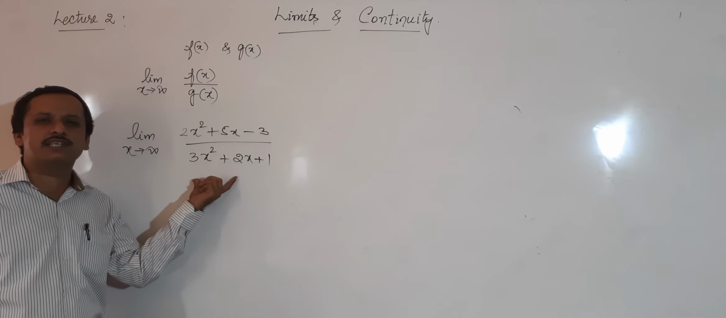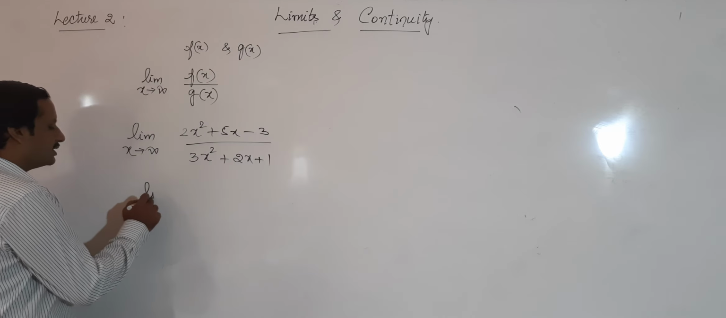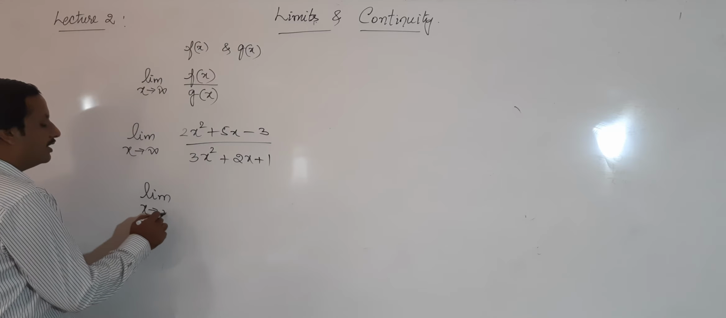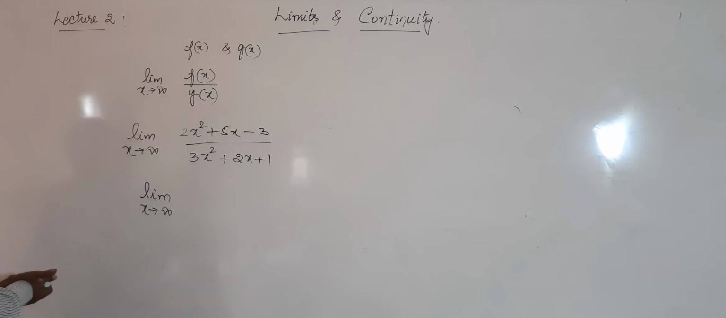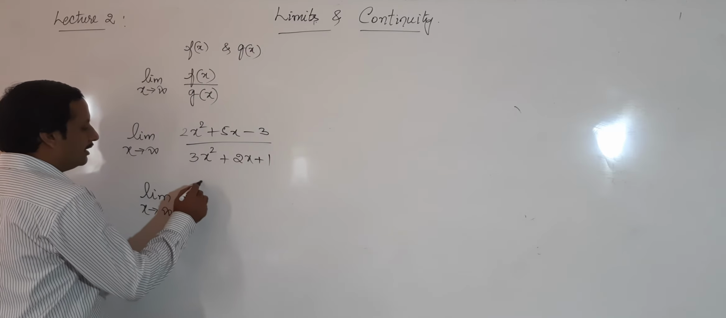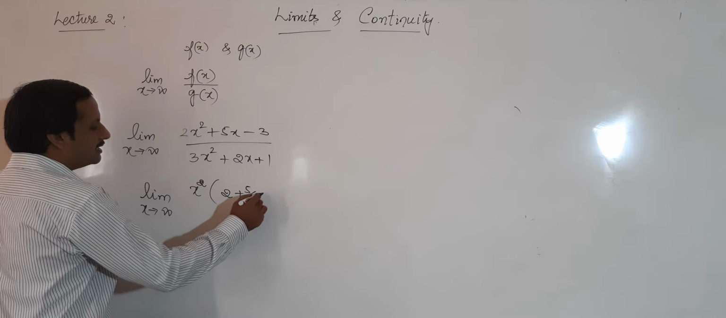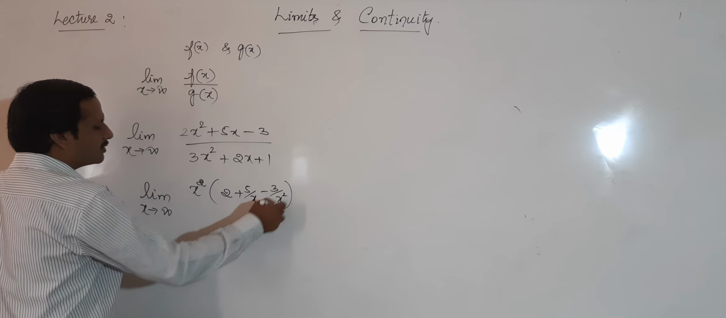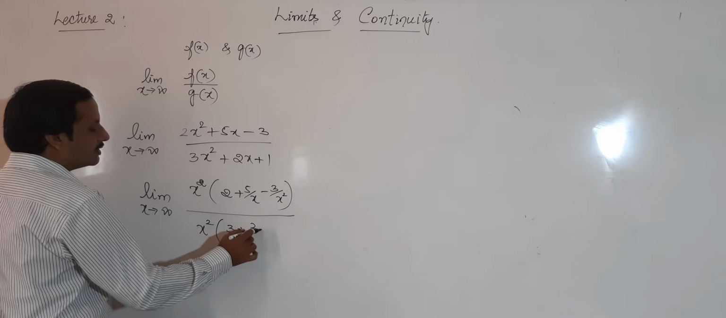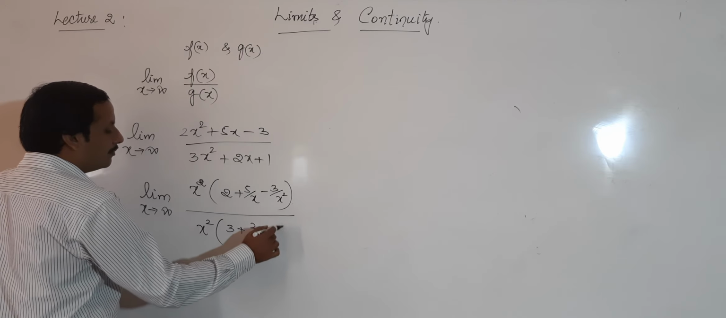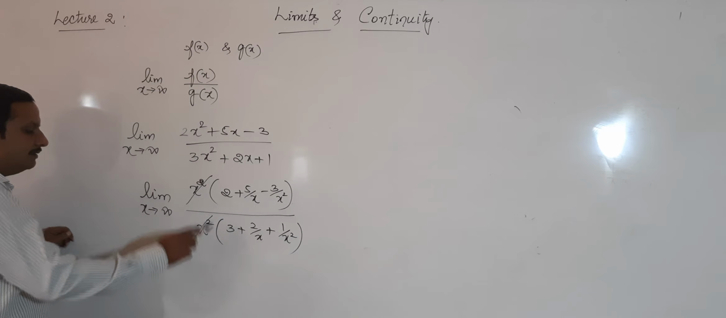f is a polynomial and g is another polynomial. Both polynomials are of the same degree. Now what happens? Let us check. So limit as x tends to infinity. In the numerator, I will take x square as a common factor. Okay? x square as common. Then what will remain? 2 plus 5 by x minus 3 by x square divided by, here x square will be common, 3 plus 2 by x plus 1 by x square. This x square gets cancelled.